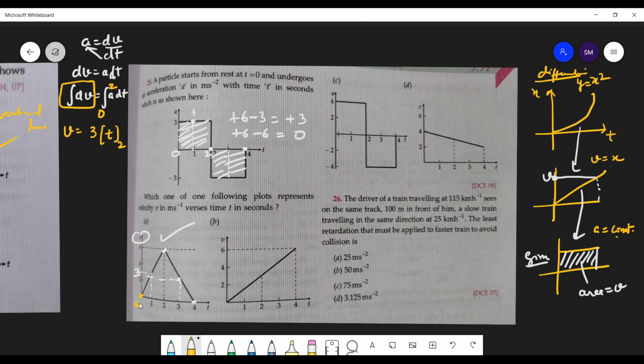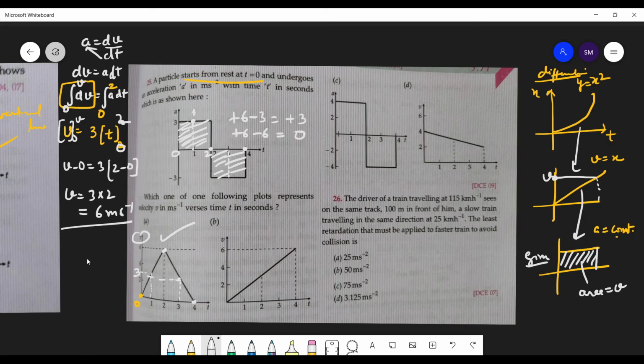What's the velocity here? It was 0. That's given to us at t equal to 0. So at t equal to 0, your velocity was 0, and your velocity was v when time t is equal to 2 seconds. Agreed or not? So v minus 0 is equal to 3 into, 2 minus 0. So the velocity is equal to 3 into 2, that's equal to 6 meter per second.